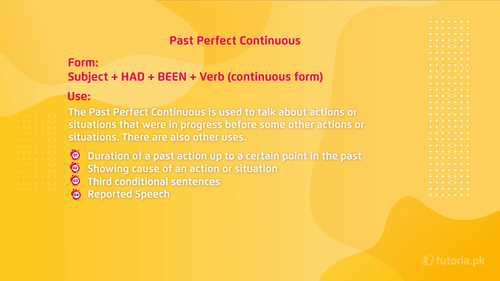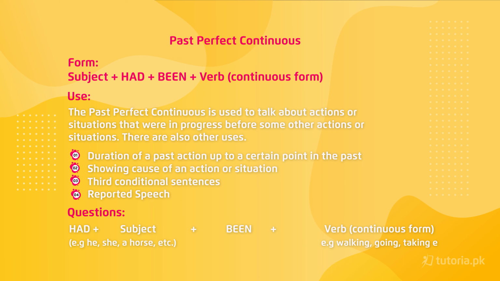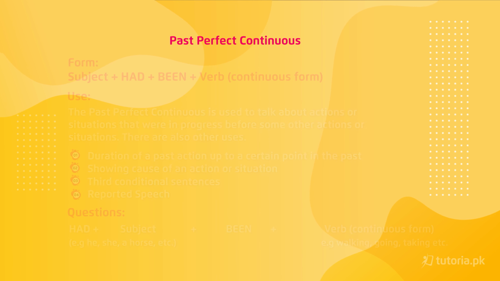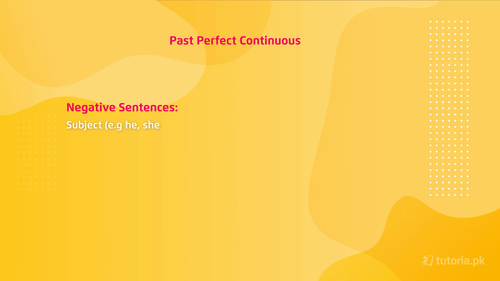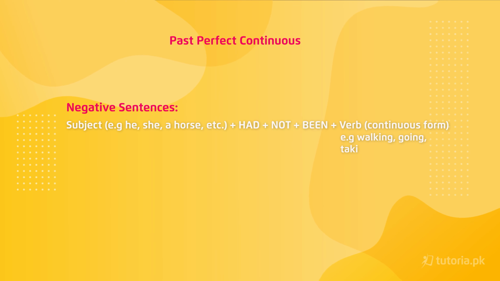Fourth is reported speech. अगर question form में आपने लिखना है तो आप simple क्या करोगे? had जो हमारे पास helping verb है उसको शुरू में ले आओगे, then आपका subject आएगा, then been आएगा, then आपका continuous form of verb आएगा. और negative में अगर आपने sentence लिखना है, पहले subject आएगा, फिर had आएगा, फिर not, फिर been. मतलब not जो है वो had और been के बीच में sandwich होगा and then end में आपका continuous form of verb आएगा which is ing form of verb.